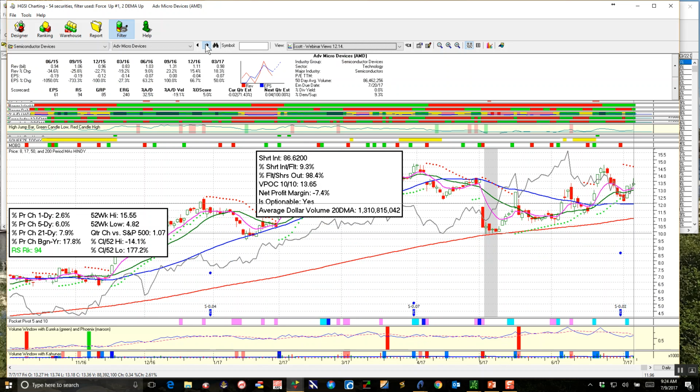AMD has got some new processors out, the Ryzen, I think they're called. It's in a nice uptrend from 7.5 to 13. It too has been in chop. I don't see a lot of reasons to jump in on this one today.